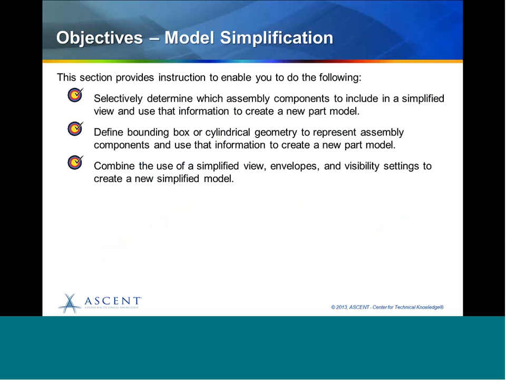I'm going to explain how to selectively determine which assembly components to include in a simplified view, and then how to use that information to create a simplified part. We're also going to define bounding boxes and cylindrical geometry to represent assembly geometry. So this is called envelopes. We're going to do that, and then also use envelopes to create simplified views. And then in addition, we will combine the two of them. So being able to selectively define your design view or your simplified view, and use your envelopes to then create your simplified part.